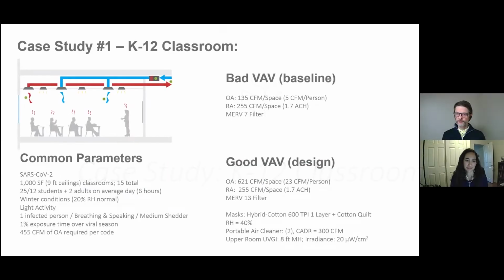We've got a K through 12 classroom. Again, we're going to look at SARS-CoV-2. It's 1,000 square feet with 9-foot ceilings. Let's say we've got 15 of them in the building that are very similar to that. And let's look at two conditions.